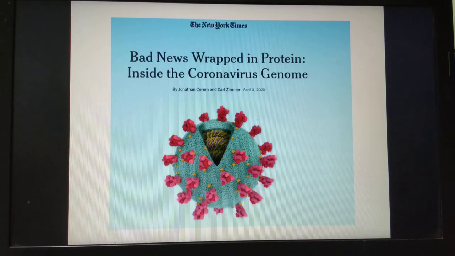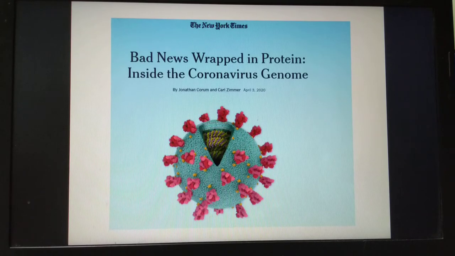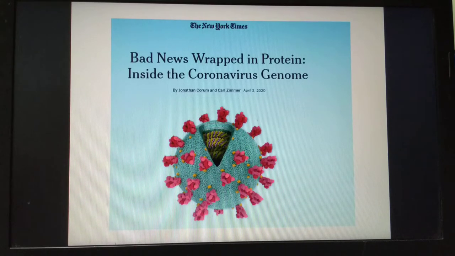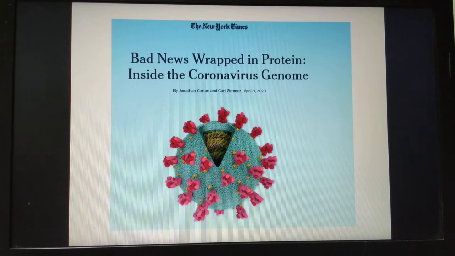A couple of days ago, I found a very nice article in the New York Times, published on April 3rd this year, and I thought it would be a good idea to give some idea about the coronavirus genome, especially in this coronavirus environment that we are passing through. I'll explain the coronavirus genome, what proteins are expressed from it, and what all the proteins do in the cell.